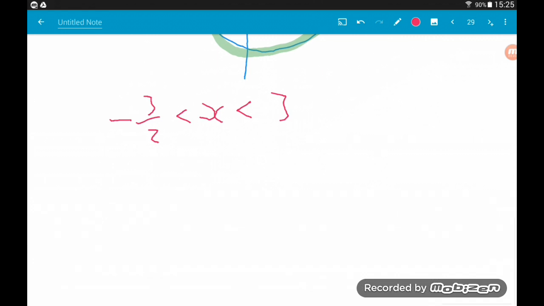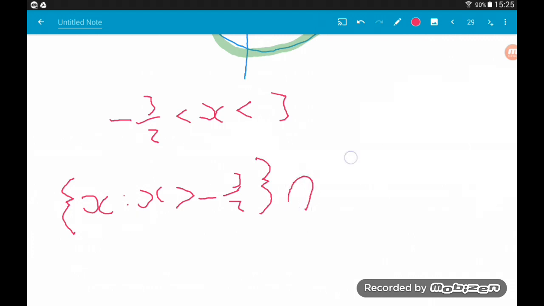Or in set notation, we can say x such that x is greater than minus 3 halves, and it's an intersection this time. X has to satisfy both of them at the same time. So, x such that x is less than 3. Like that. Good times.